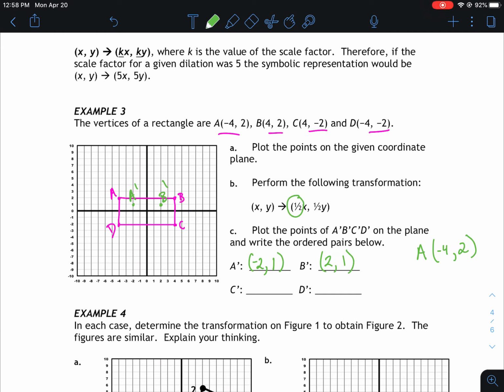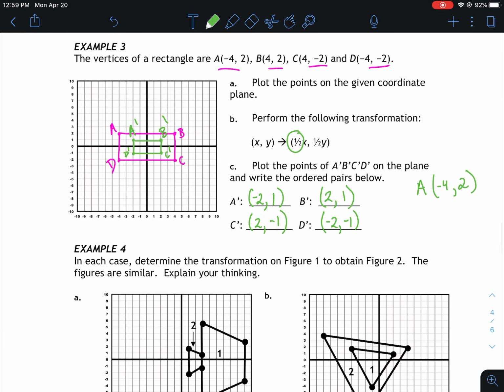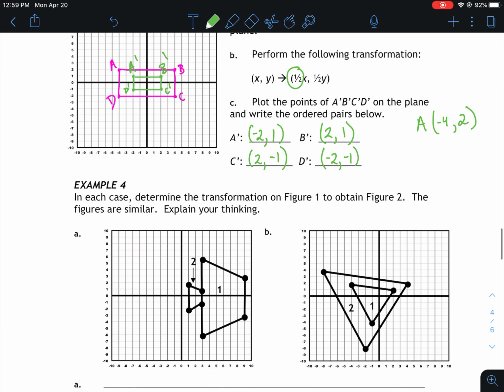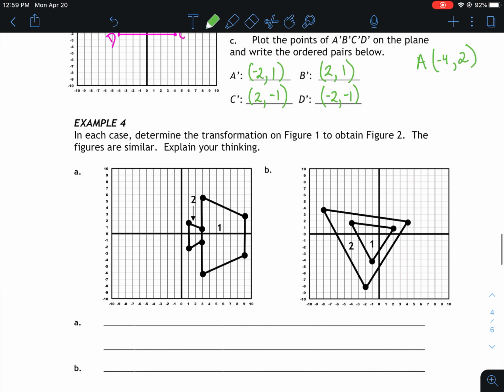Okay, and letter C here is at 4, -2. So half of 4 is 2, and half of -2 is -1. So +2, -1, right here, C prime. And D prime, half of -4 is -2, and half of -2 is -1. So -2, -1, D prime. And you should notice that this rectangle A', B', C', D' now ends up fitting inside of that. It is a dilation of 1/2, meaning it is shrinking.